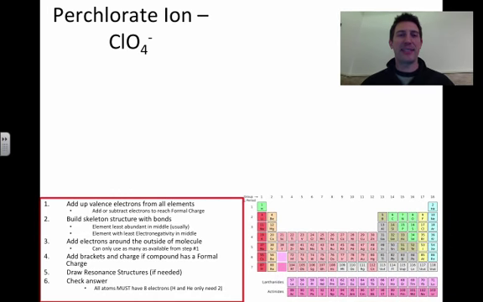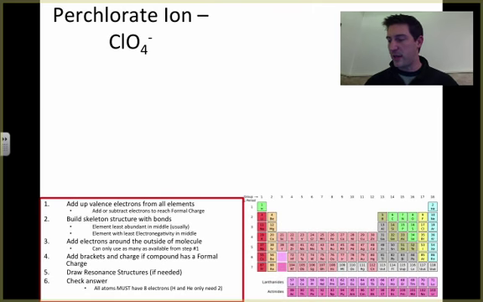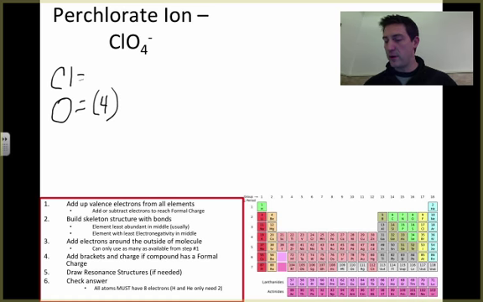One more as an example. Let's draw out perchlorate according to the instructions or the rules I have down at the bottom. We've got to add up how many valence electrons we get to build this thing. We've got chlorine and we've got oxygen. We've got 4 oxygens, so I'm going to put a 4 there to remind me.